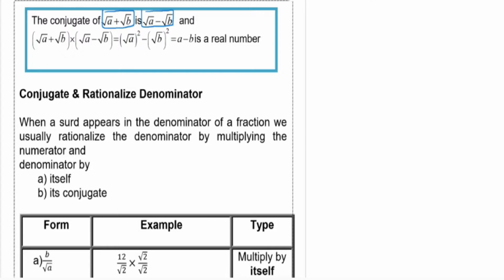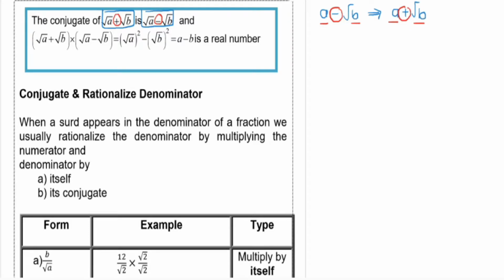As we can see here, we just changed the plus sign to the minus sign. Similarly, the conjugate of √A minus √B is just √A plus √B. Remember, we just changed the sign in the middle from minus to plus, but the numbers or the terms remain the same, √A and √B.